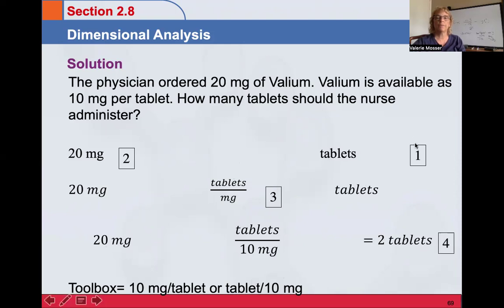Those are our 4 steps. What we want, what we have, our conversion factor, and then finally at the end, we put our numbers in from our toolbox and get our answer.